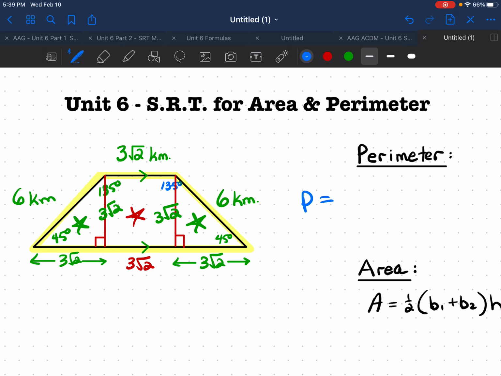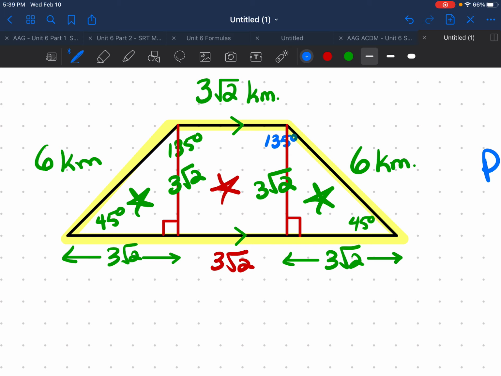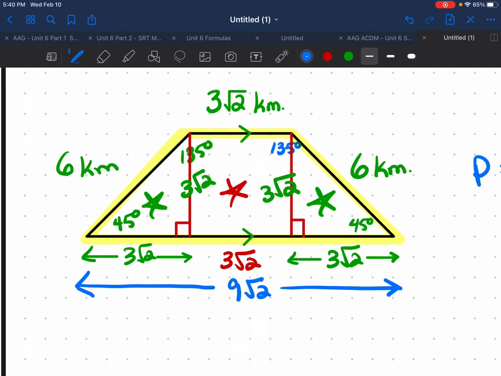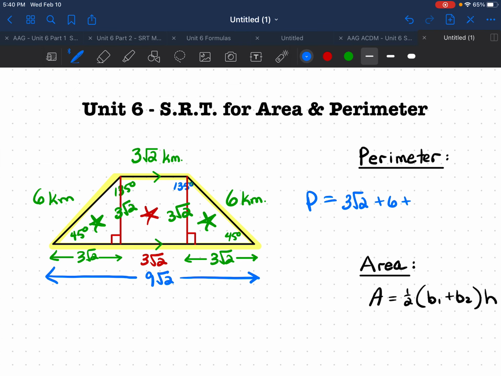Okay, so here we go. I'm going to say perimeter. Maybe I'll start here and I'll go clockwise. So let's go 3 radical 2 plus 6 plus, now hold on guys, I want to shorten up my steps here. What would be the full length of this base on the bottom here? Well, it's 3 radical 2 plus 3 radical 2 plus 3 radical 2, so that is 9 radical 2. So I'm just going to shorten up my steps there. So that's 3 radical 2 plus 6 plus the longer bottom, 9 radical 2 plus another 6.